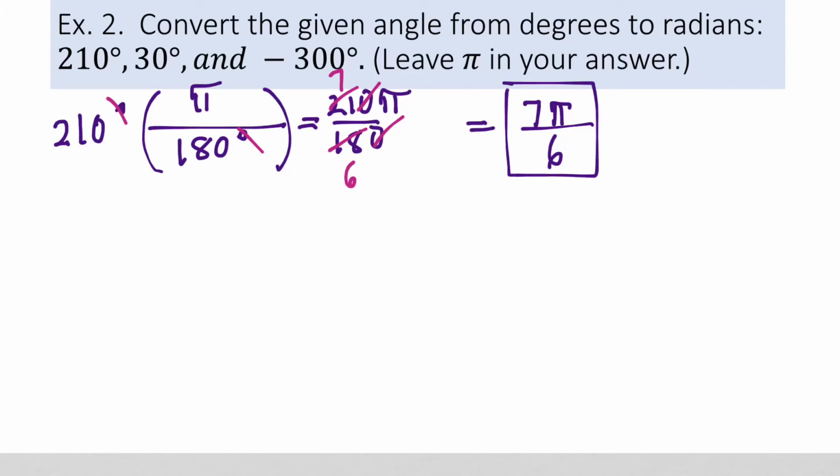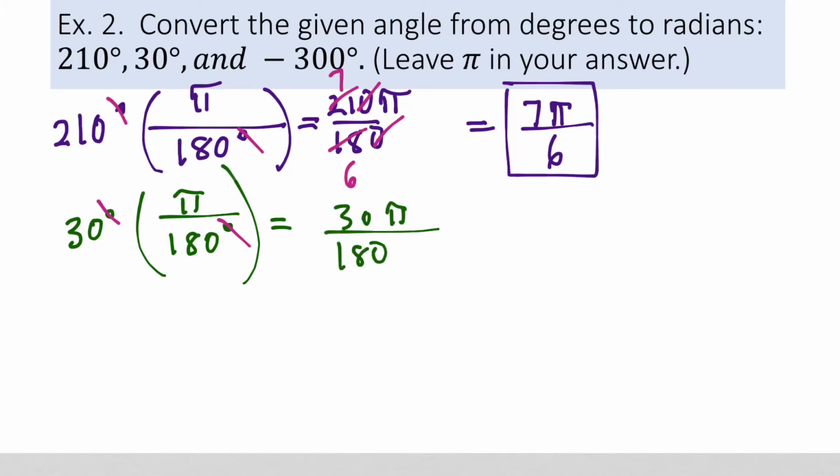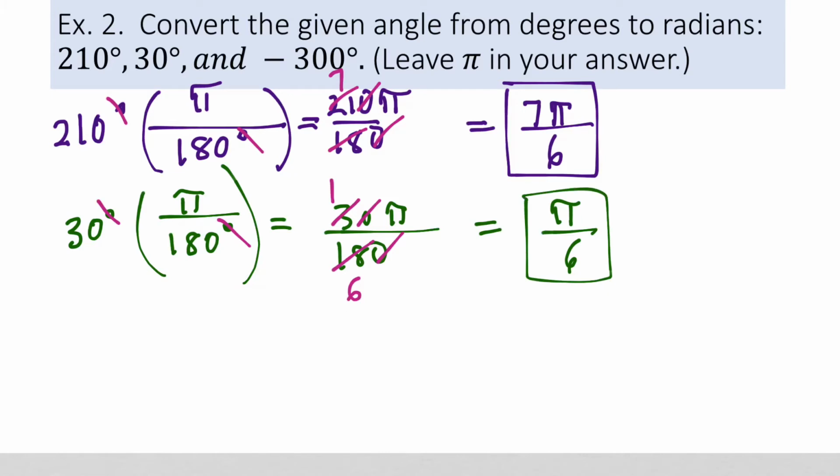Next, let's take 30 degrees and convert it to radians. So my conversion factor would be oriented this way so that I could cancel out the degrees, and I'll be left with radians. So I've got 30 pi over 180, and I'm going to reduce that. Divide by 10, divide by 3, and then I'm going to write my answer in terms of pi, so that's 1 pi on the top, so we'll just say pi, and then 6 on the bottom. Pi over 6. So 30 degrees is equivalent to pi over 6 radians.